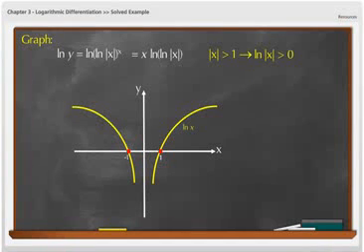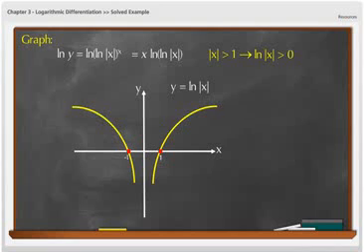When x is greater than 0, the graph is going to be like ln of x. When x is less than 0, the graph is going to look like ln of minus x. So it's going to be a reflection about the y-axis. So the graph y equals ln of the absolute value of x is going to look as the following.